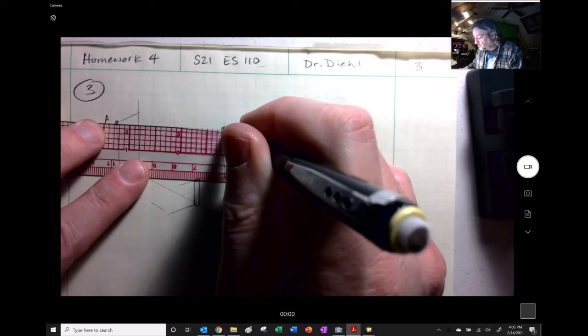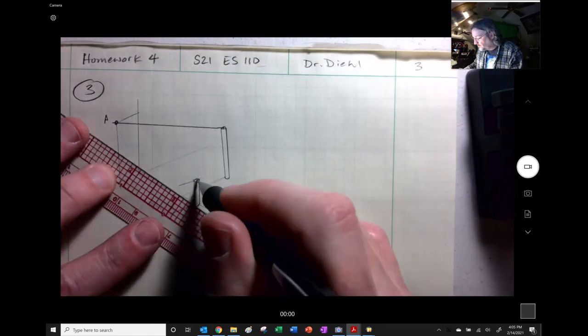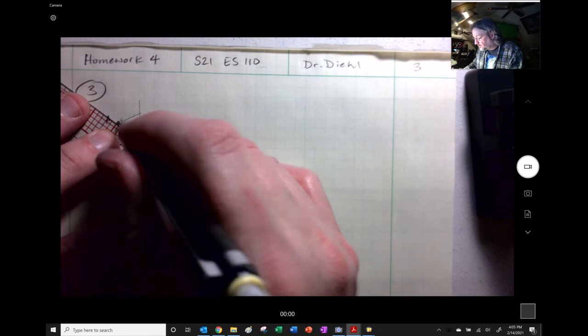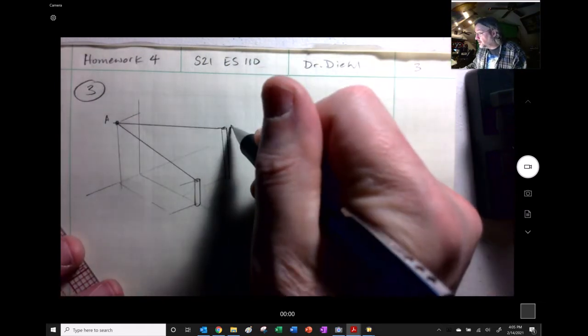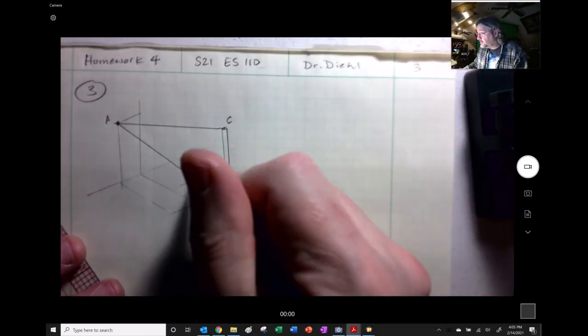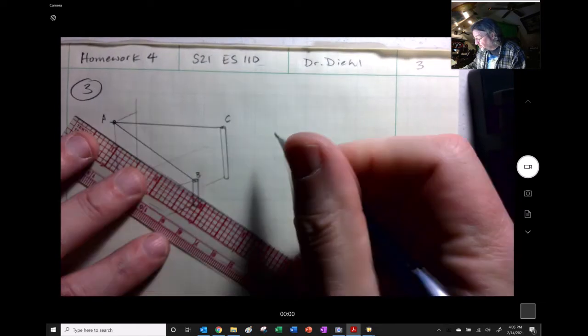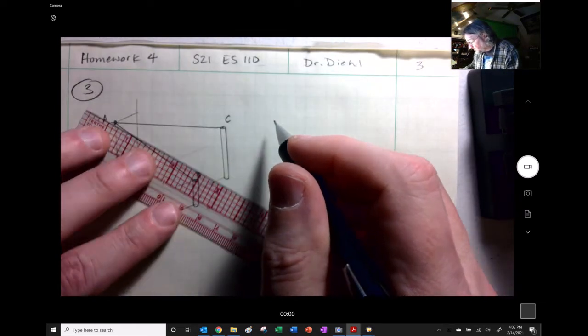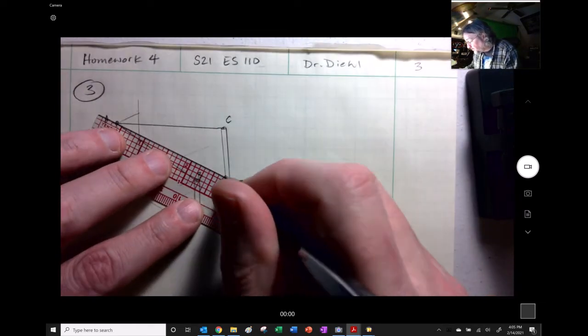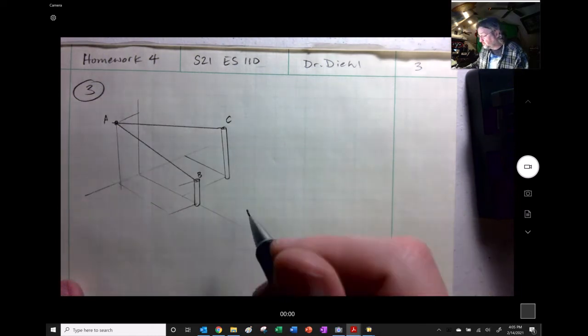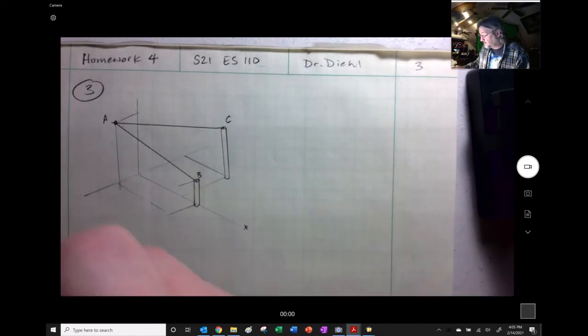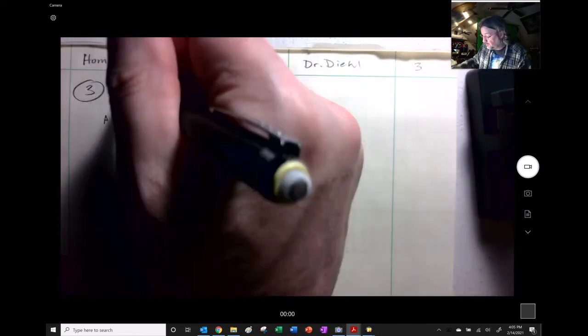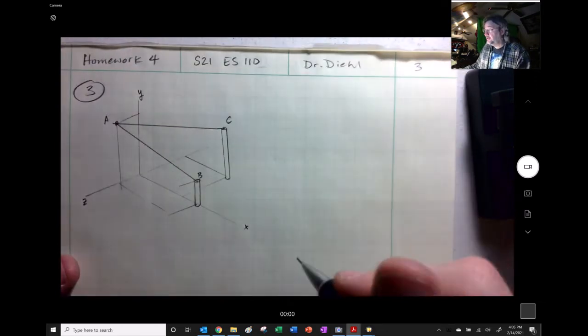So that connects to there, to there. That connects to there, to there. This is C. This is B. Let's see. Try to get that parallel right in there. Right, X, Z, and this is Y.